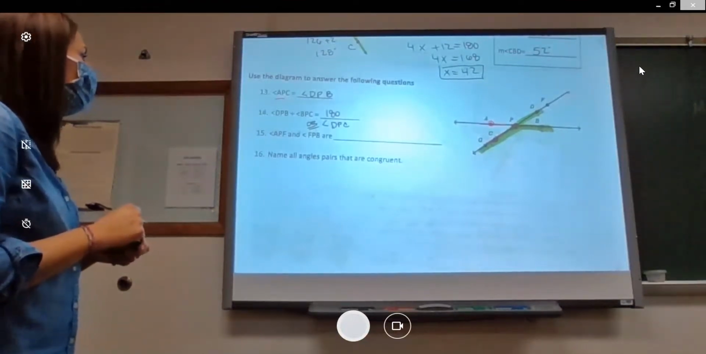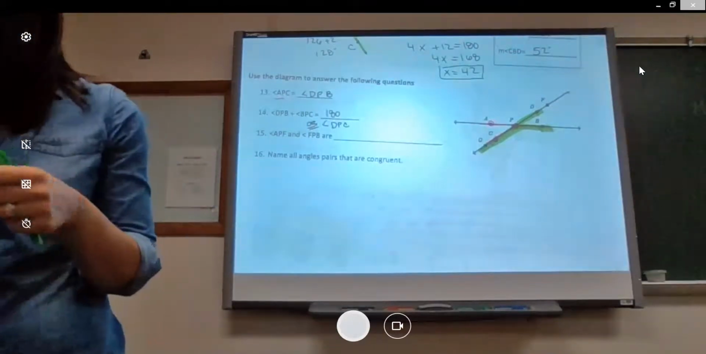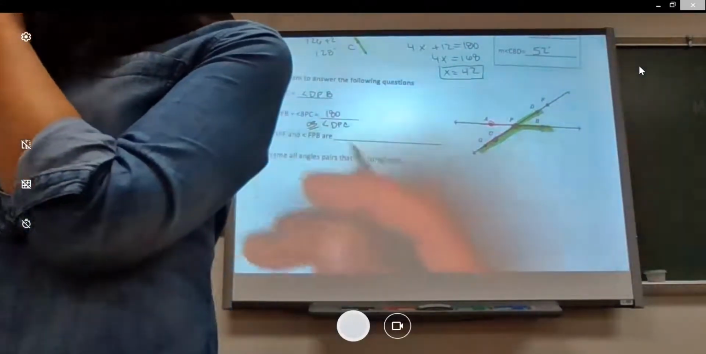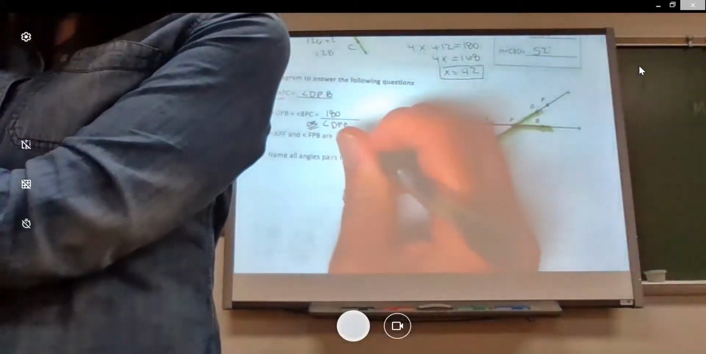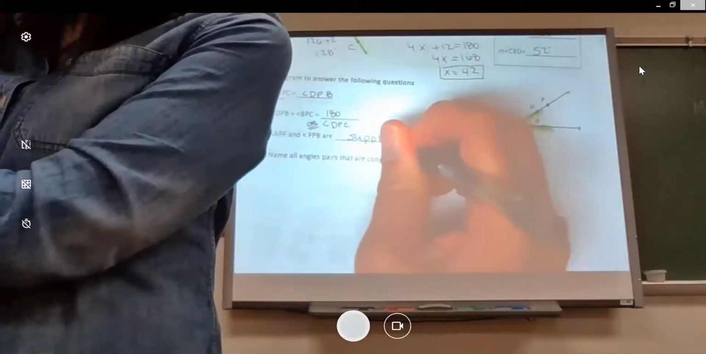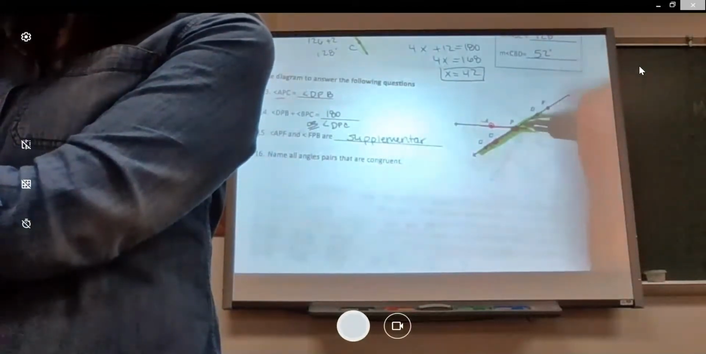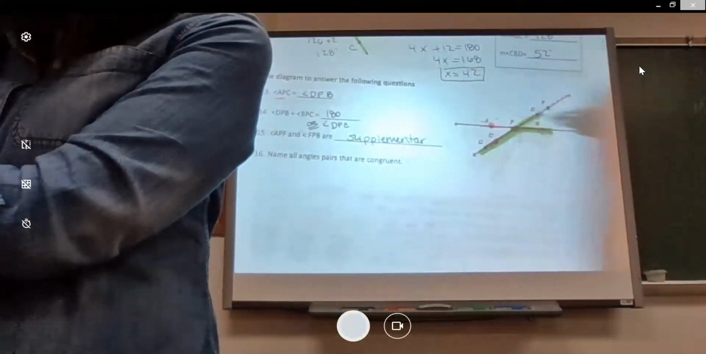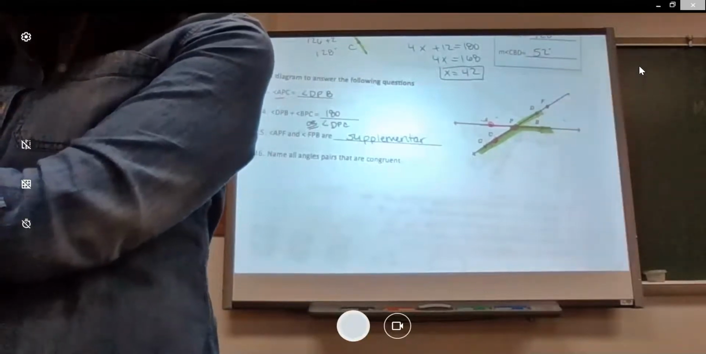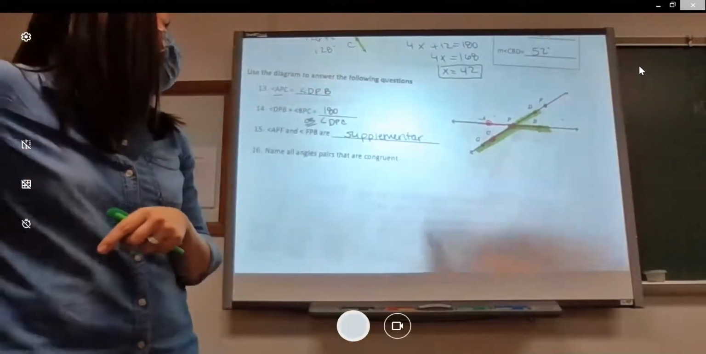APF and FPB are, I had written adjacent on the key, but that was from former years. I would say probably we should say those are supplementary. Okay, that's here, APF and FPB. Okay, these are supplementary angles. And name the angle pairs that are congruent.